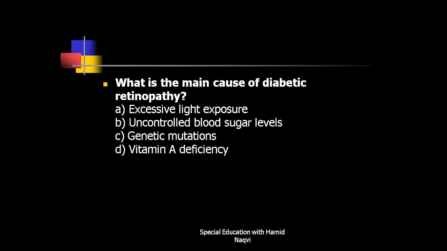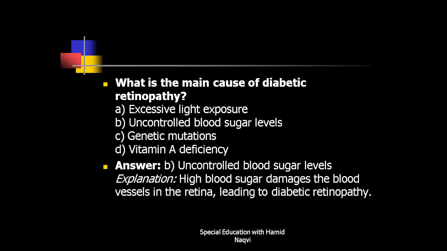What is the main cause of diabetic retinopathy? Excessive light exposure, uncontrolled blood sugar levels, genetic mutation, or vitamin A deficiency? Answer is uncontrolled blood sugar levels. High blood sugar damages the blood vessels in the retina, leading to diabetic retinopathy.